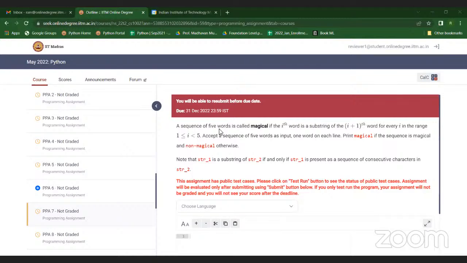Now coming to the problem, what they were saying with the ith word is a substring of the i plus 1th word is that the first word is a substring of the second word, which is a substring of the third word, then the fourth word, then the fifth word. If all of this is satisfied, then the sequence of 5 words is called magical. Otherwise, it is non-magical. Is it clear? Yes. Okay. So try solving this problem.